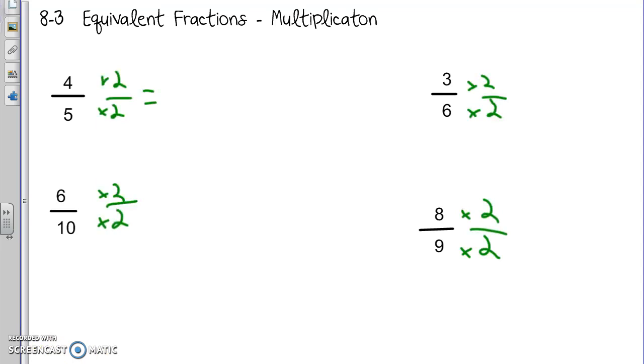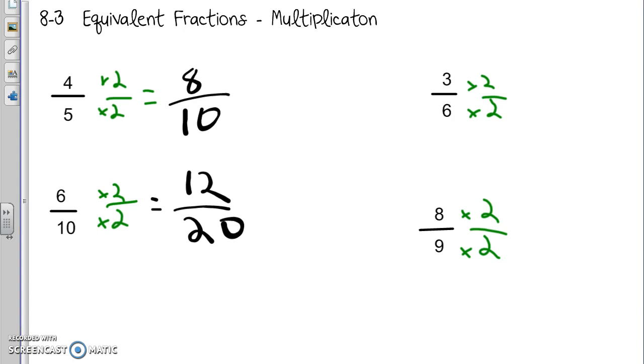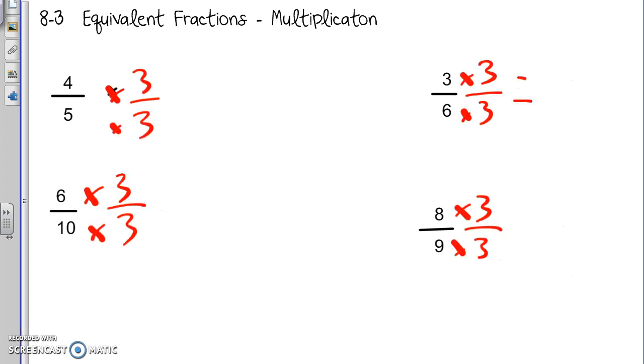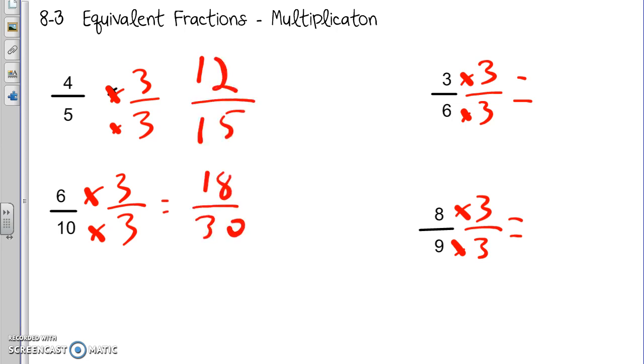All right, so you can see I'm multiplying by 2 here. Here are your answers. Okay, now I'll show you how to do it if you multiply by 3. Okay, so look, here are your final answers for this. You will have 12/15. You will have 18/30. 9/18. And 24/27. Okay, I think it's really self-explanatory.